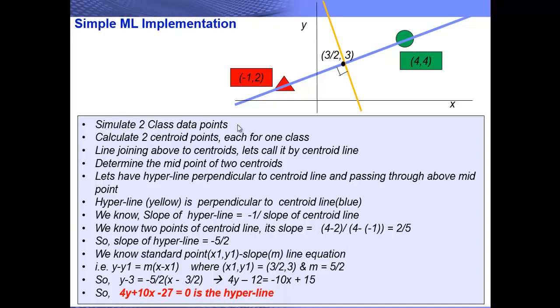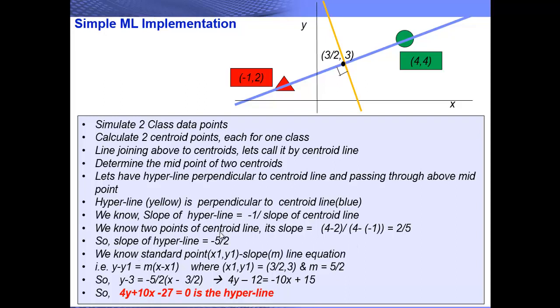Simulate the two class data points. Okay, that's what we did. Calculate two centroid points, each for one class. The line joining the two centroids, let's call it the centroid line. Determine the midpoint of the two centroids, and let's have a hyperline perpendicular to the centroid line and passing through the above midpoint. Okay, and then the hyperline is perpendicular to the centroid line. We know the slope of the hyperline is nothing but -1 divided by the slope of the centroid line.